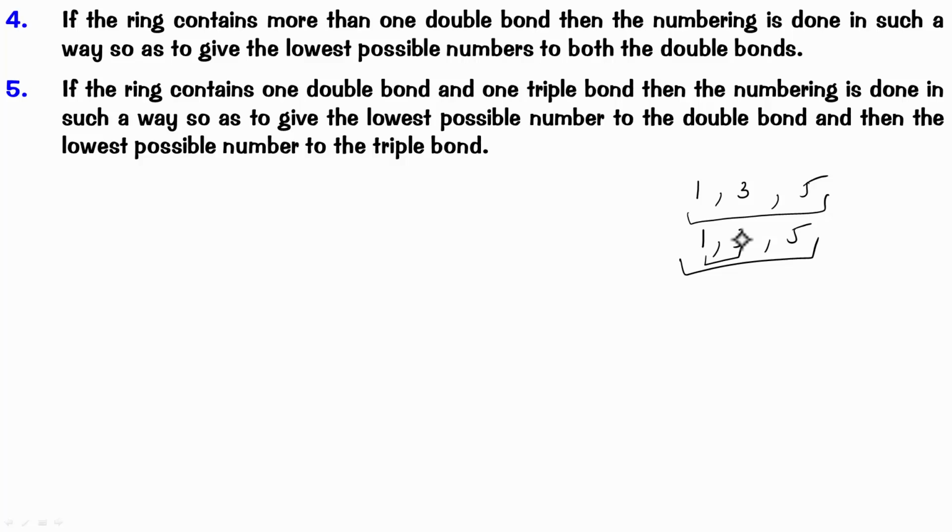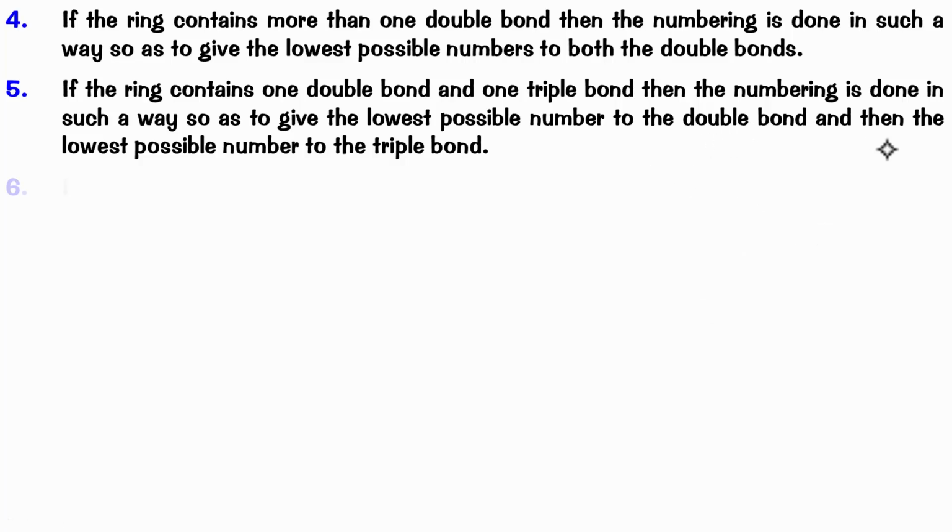But if the numbering is not the same, suppose I get 1, 3, 5, where this is double, this is triple, and this is double, and I get 1, 4, 6. Let's just assume that, and this is double, double, triple. I would prefer this one, the lower number.